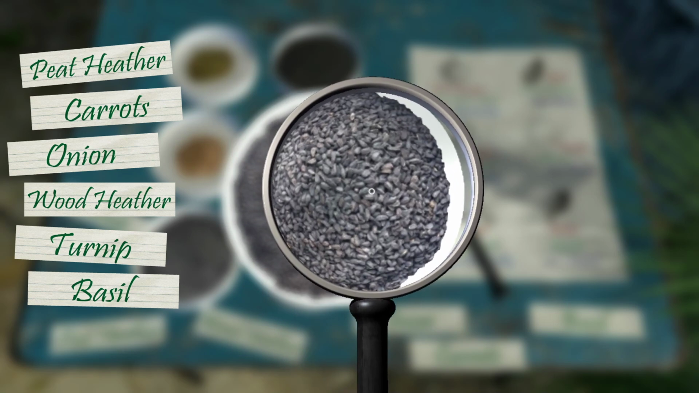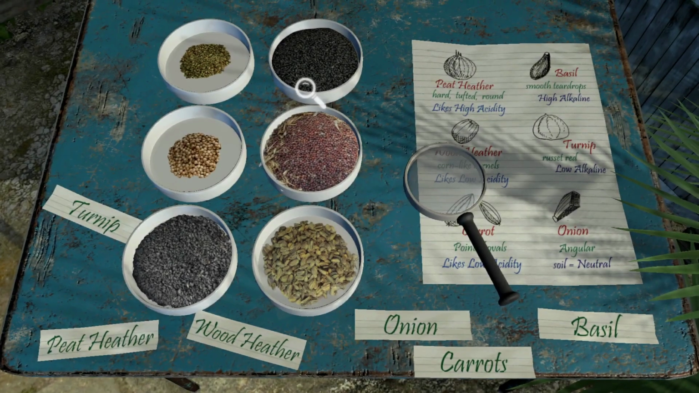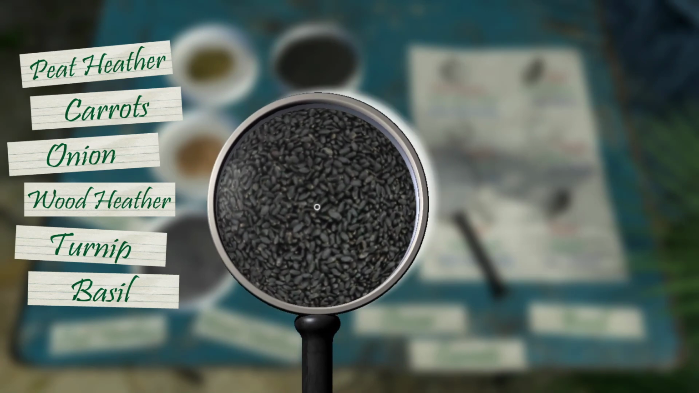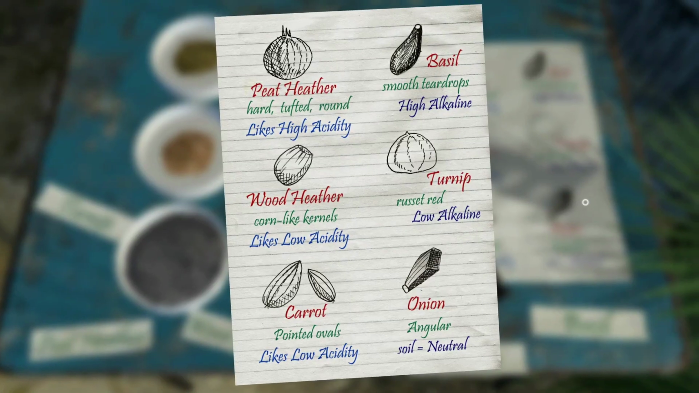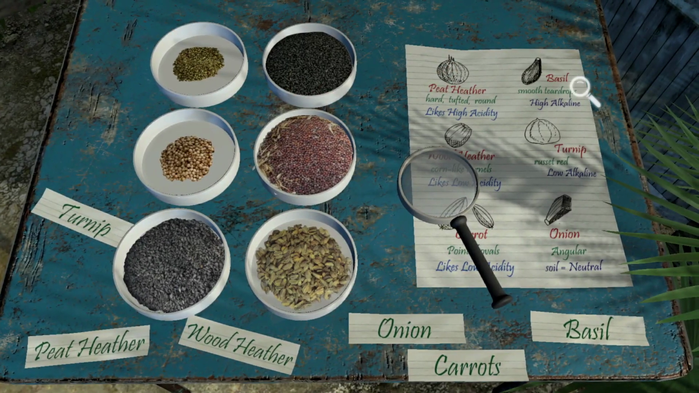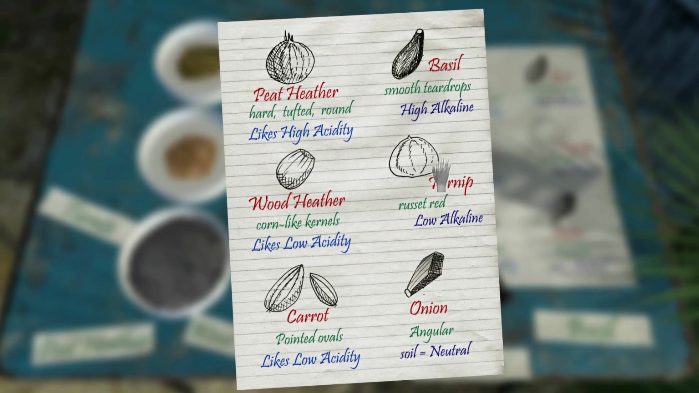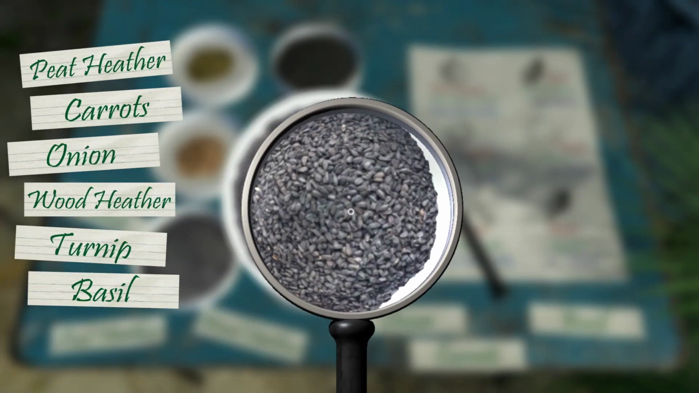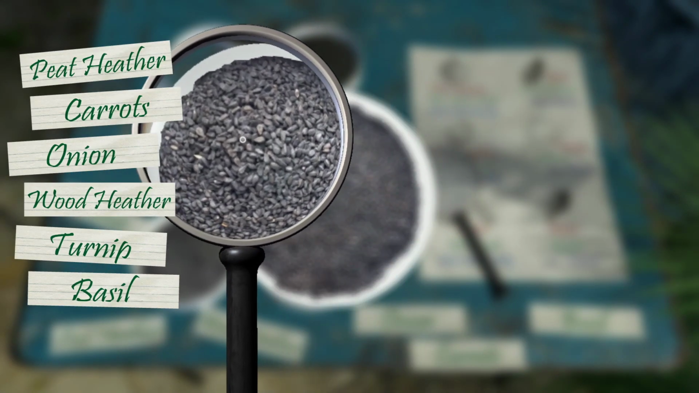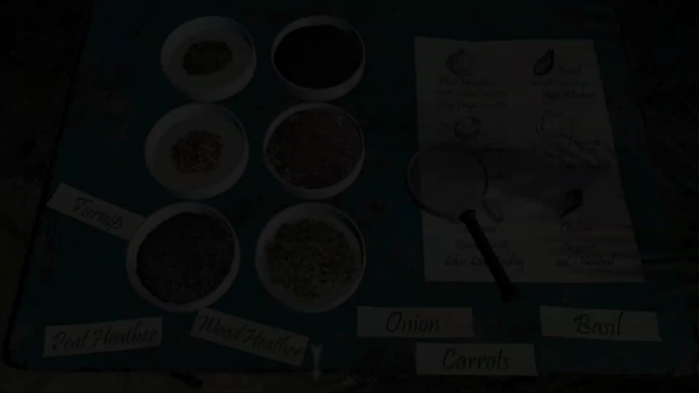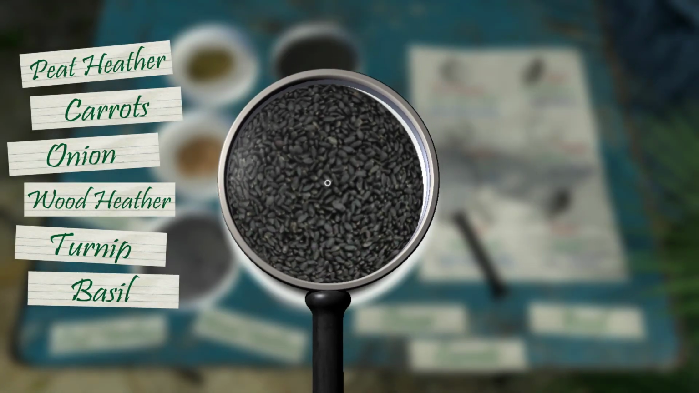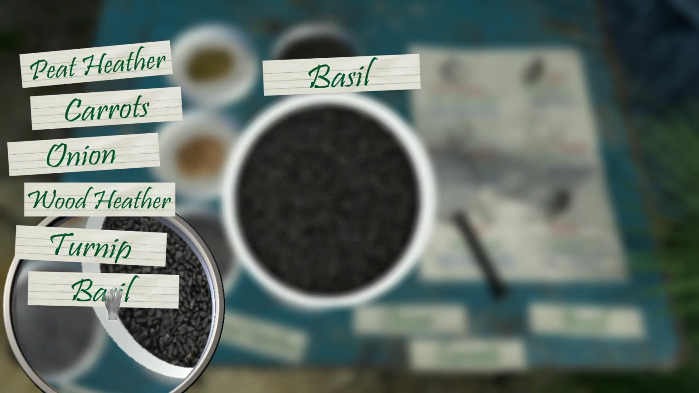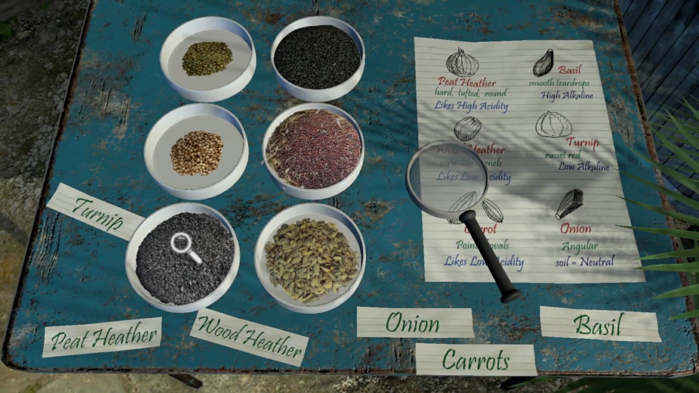Okay, which ones are round? Those are not round. Those round? Those are not round either, the same color though. So is it onion or basil? Angular. I'm gonna call this basil. And this one onion.